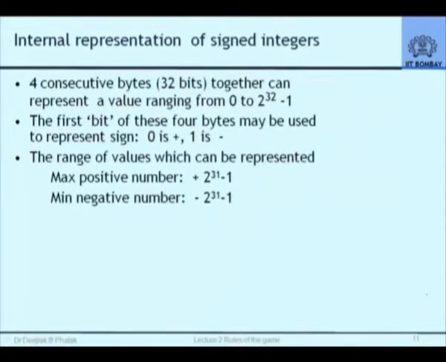So consider internal representation of signed integers. Consider 4 consecutive bytes, 32 bits. These can together represent values between 0 and 2 to the power 32 minus 1. Agreed? That's the maximum value and this is the minimum value.